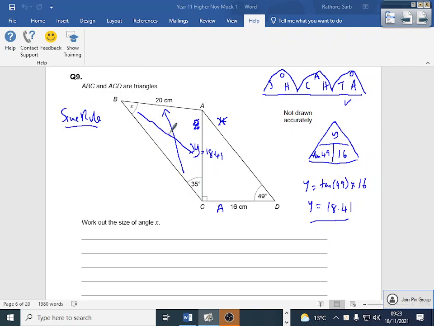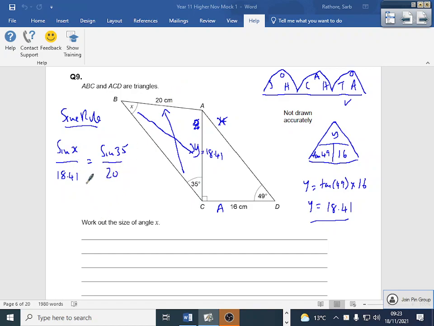And the sine rule here is going to help me to work this out. Because it's an angle, I'll put that on top. You get sine of the angle x over the side, which is 18.41, and that is going to equal the sine of 35 over the side 20.